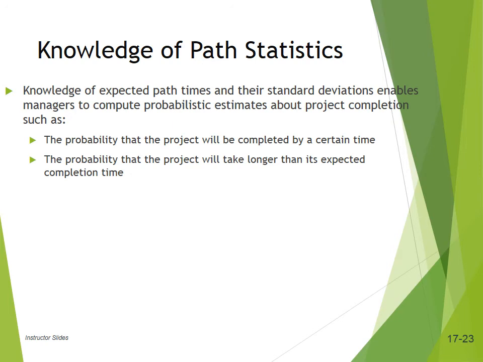Next, knowledge of path statistics. The knowledge of expected path time and the standard deviation will enable the manager to compute probabilistic estimates about project completion, such as the probability that the project will be completed by a certain time, or the probability the project will take longer. So understanding the probability will help get a better understanding of when we are actually going to finish the project. So that is the path statistics.